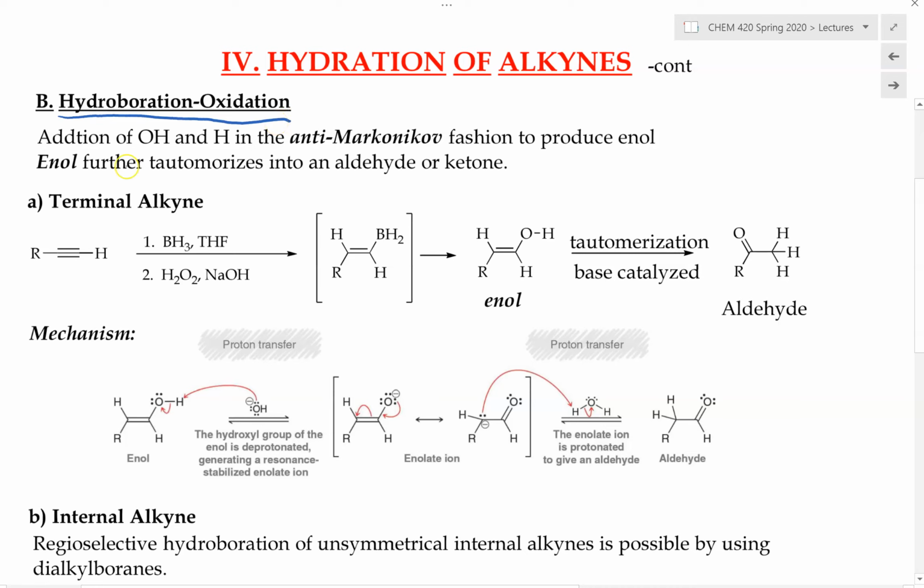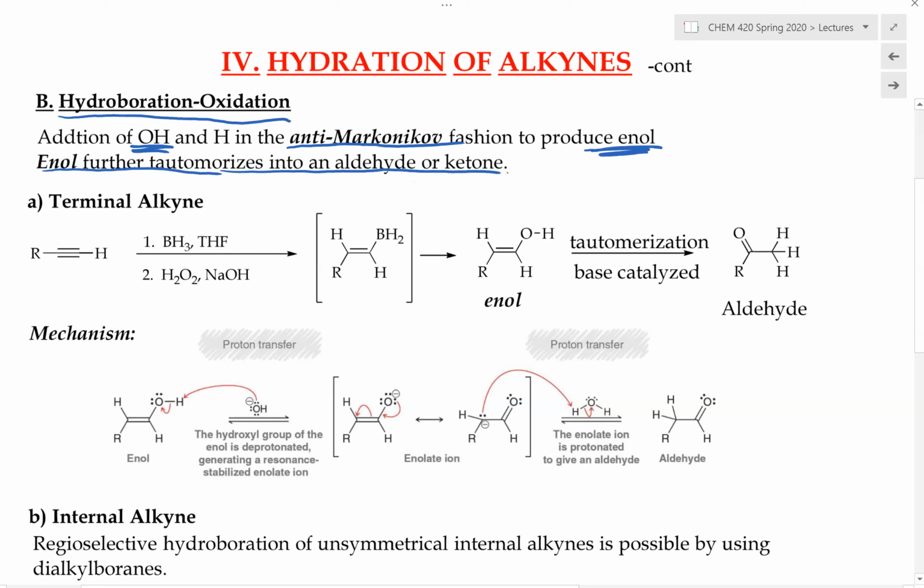So this would then be adding an OH group to the less substituted carbon. So basically this is the anti-Markovnikov product right here to produce the enol. And again, this enol has the OH group connecting to the less substituted carbon. And this enol would then further tautomerize as well into the corresponding aldehyde or ketone.